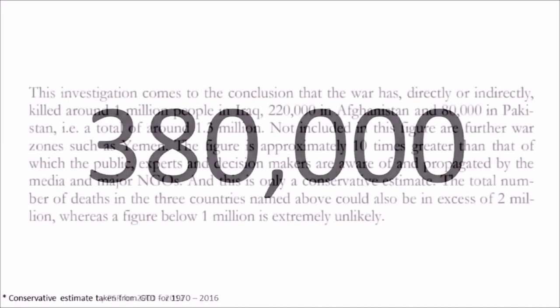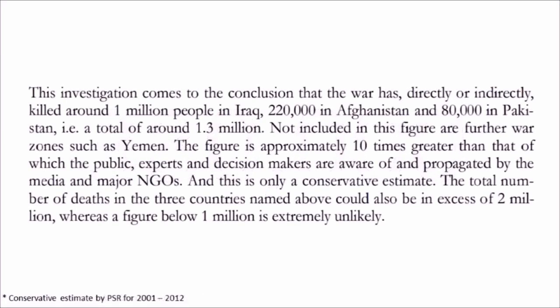So, what were the results? According to the GTD's conservative estimates, roughly 380,000 people have been killed by terrorism since 1970. And the PSR report? At least 1.3 million people have been killed, directly or indirectly, by the United States and its allies from 2001 to 2012. Let's put these numbers in perspective, shall we?